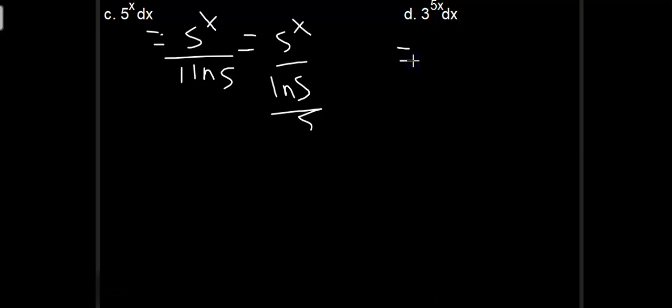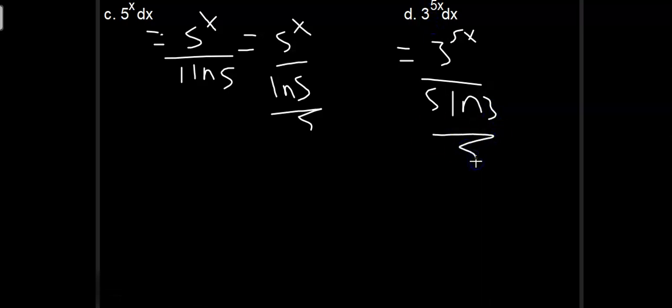This is also the same process. So I'm just gonna say 3 raised to the 5x. So now I got this k, so I'm gonna write this 5. This 5 is my k value, and then I'm gonna say ln 3. So this one will be my a value. So this will be my last answer. So this is how you do it.